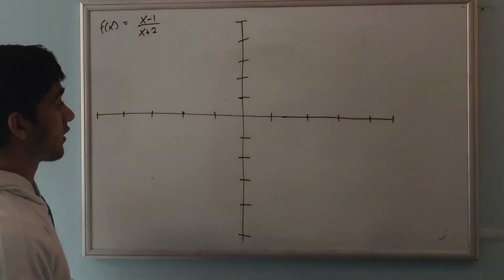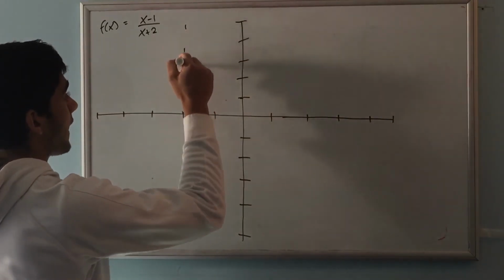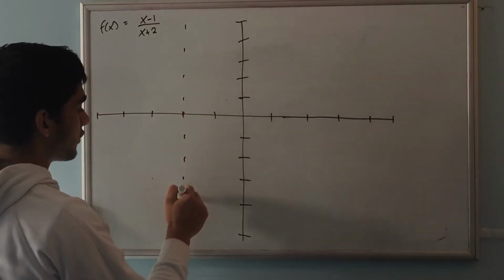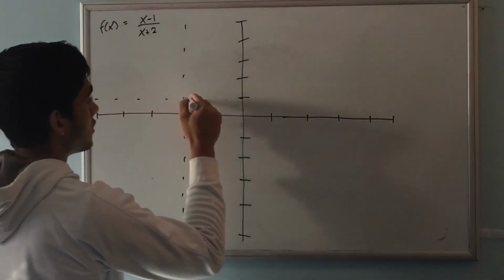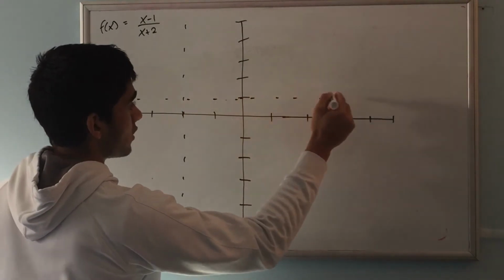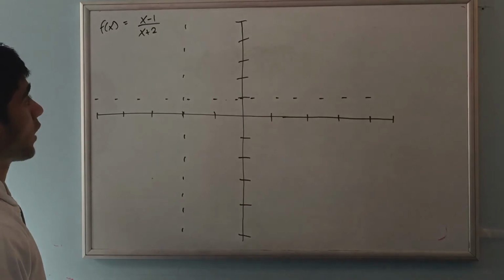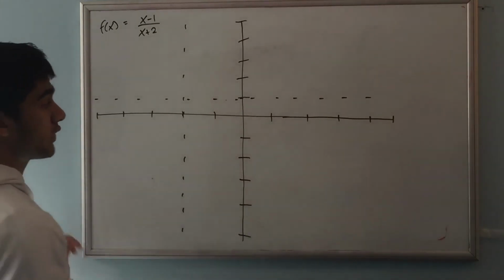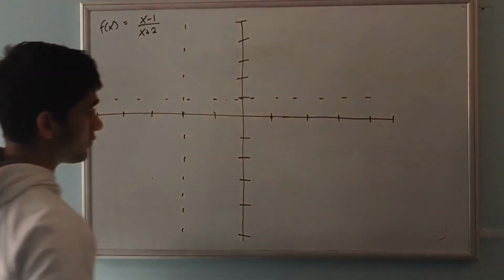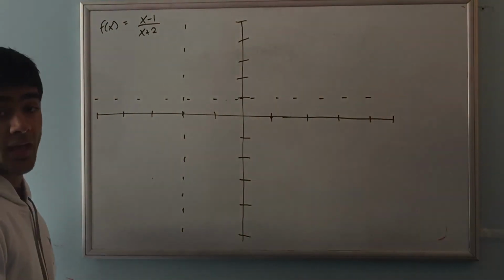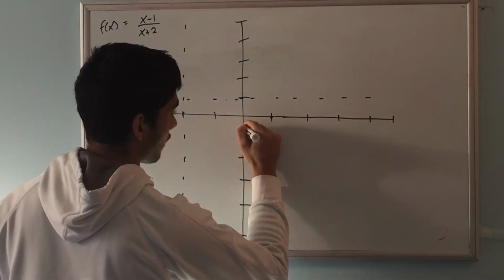So here are our axes, and let's first graph our asymptotes. We had a vertical asymptote at x equals -2, so over here. We had a horizontal asymptote at y equals 1, so along this line right here. Now let's do our intercepts. We had an x-intercept when y equals 0, and that occurred at x equals 1, so we have one intercept right here. And we also had a y-intercept when x equals 0 and y equals -1/2. So that's our y-intercept right there.